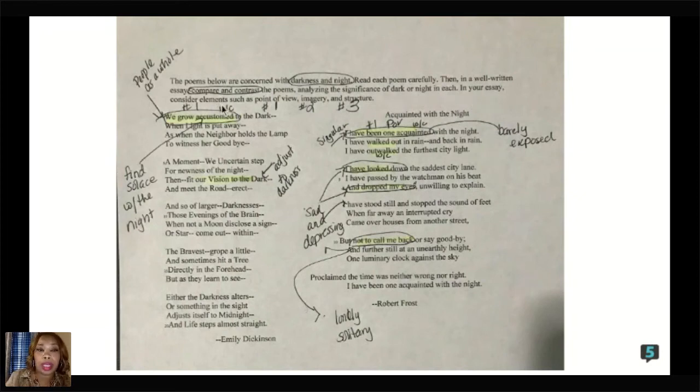In your essay, consider elements such as number one, point of view. What I do with the prompts is that usually the prompts will outline exactly what you need to write about. So I annotate number one, point of view, number two, imagery, and number three, structure. Looking at it that way, I've already outlined what my essay needs to focus on.